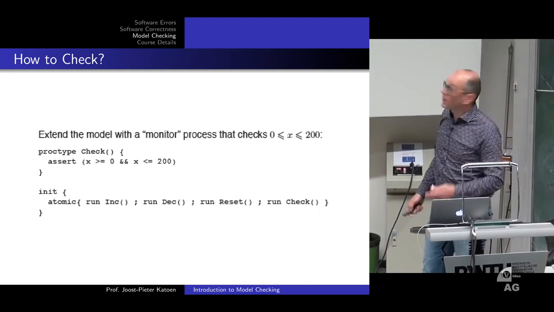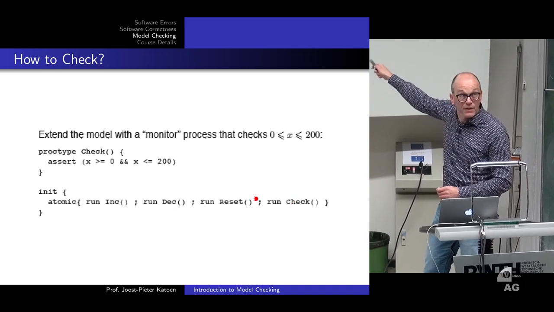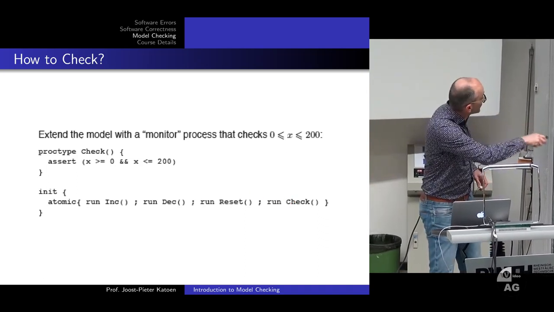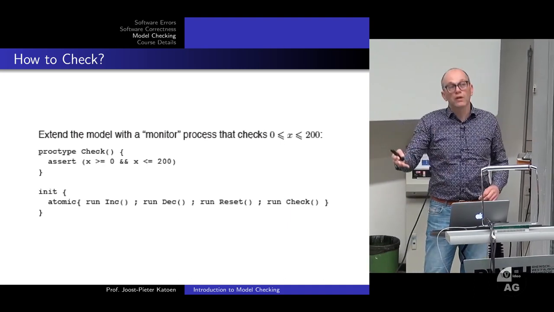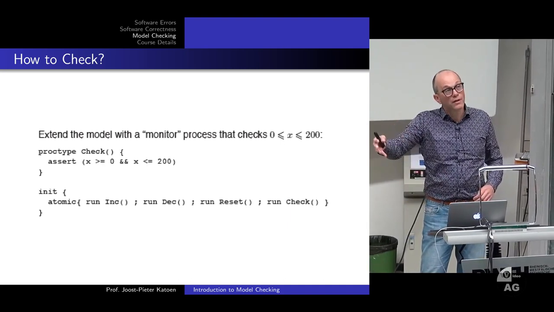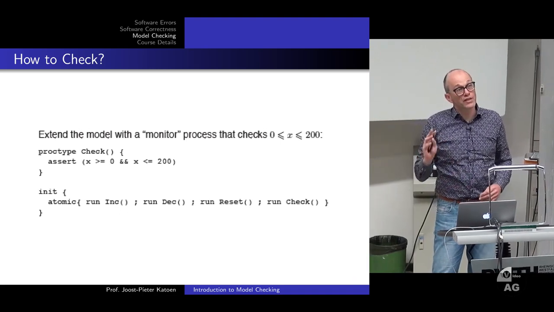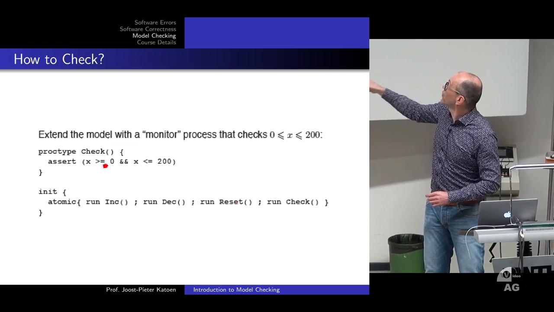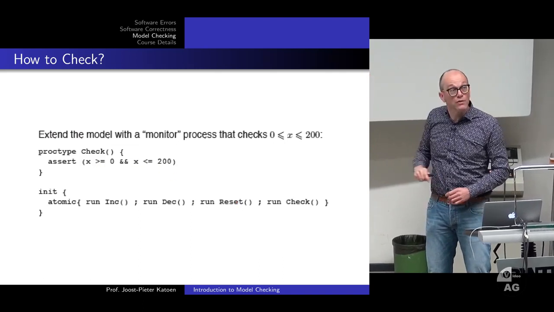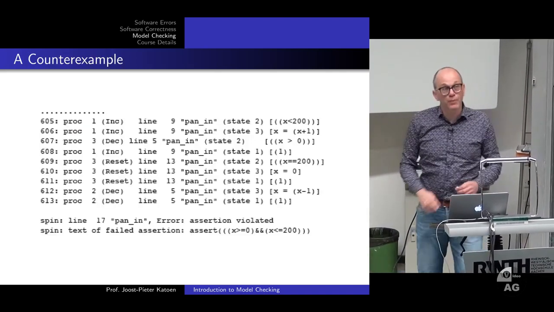And now I changed my core. The core is now your inc, dec, reset, and the checker. So you start this process. Think of this as a kind of watchdog. It monitors what's going on, and it raises an alarm if something goes wrong. So it raises an alarm if these three processes reach a state where x is not satisfying this Boolean expression. So we run, and this is the output.